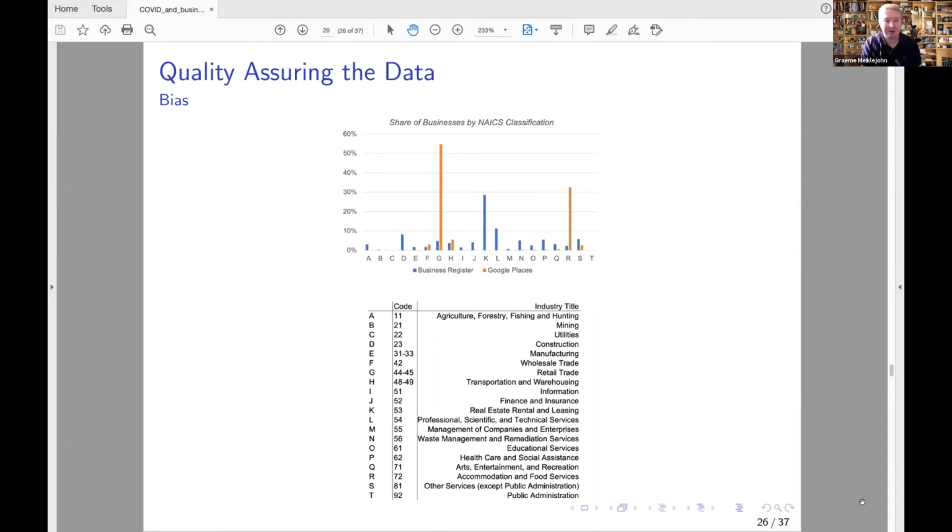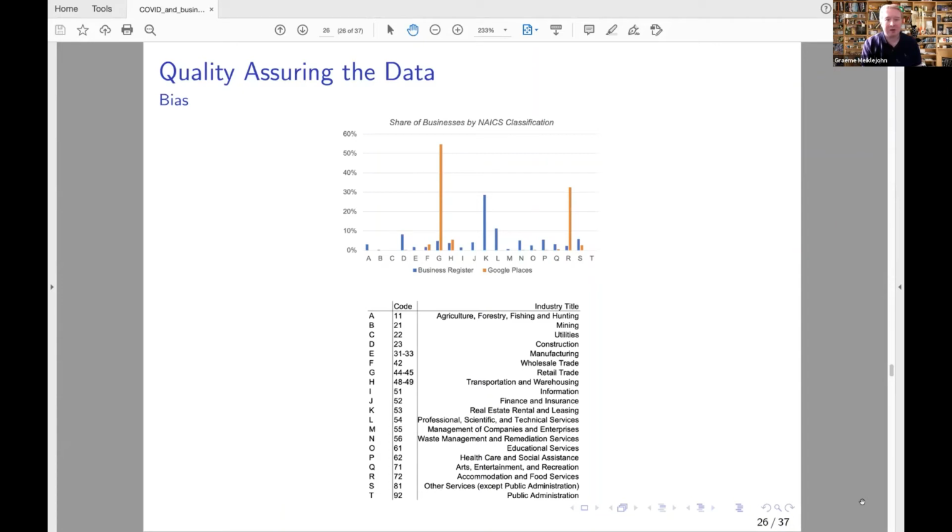Rather unsurprisingly, the Google Maps data picks up a lot of wholesale trade, retail trade, transportation, also arts and entertainment, accommodation and food sectors. So obviously, a lot of businesses who rely on customers and footfall, who are probably more likely to broadcast themselves on Google Places. And we're really not picking up the full distribution of other types of industries.